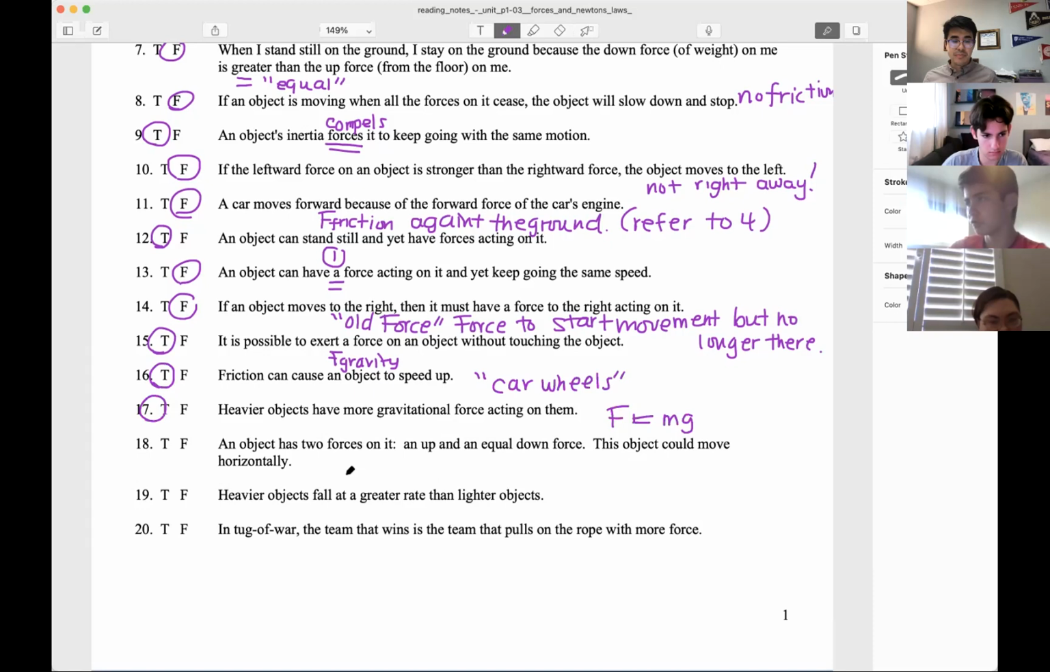Could this be true if the object had an old force acting on it? That's the same idea, right? I pushed it a second ago and it's just like boom, boom, boom. And this is the normal force and this is the gravitational force. It's not doing anything vertically, but it can move horizontally.